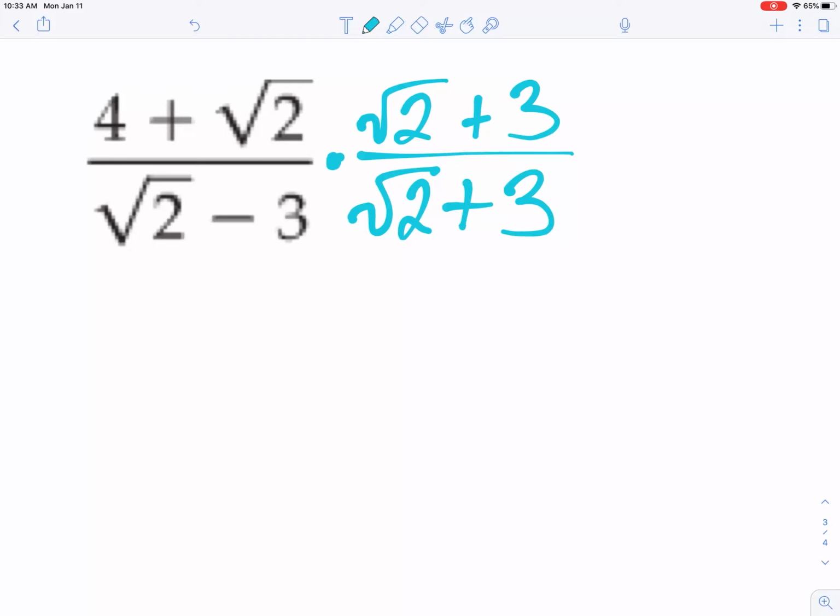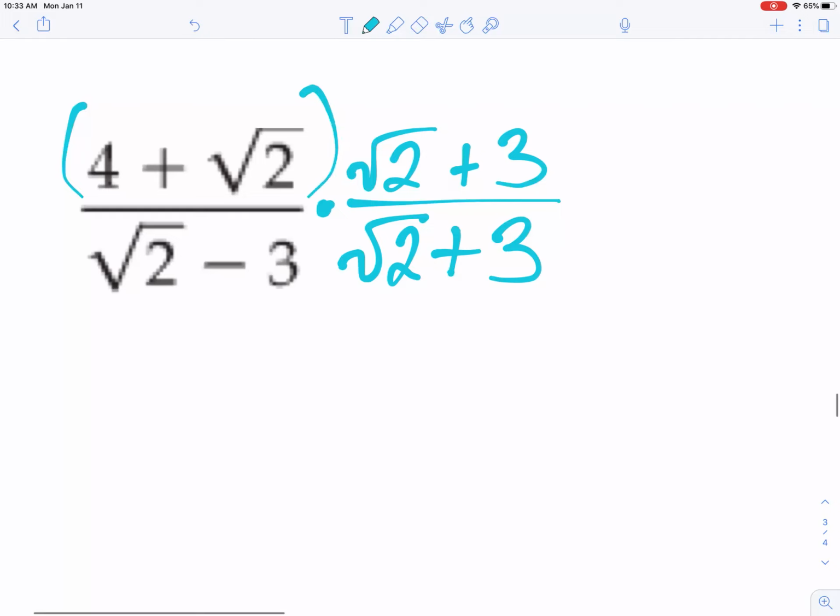By the way, the directions here weren't written, but the directions are to simplify. And a math expression is not simplified if it has a radical sign in the bottom of a fraction. You cannot have any radicals in the denominator. So that's why I'm trying this, and I promise you this is going to turn out super cool. Just hang tight. First things first, FOIL.